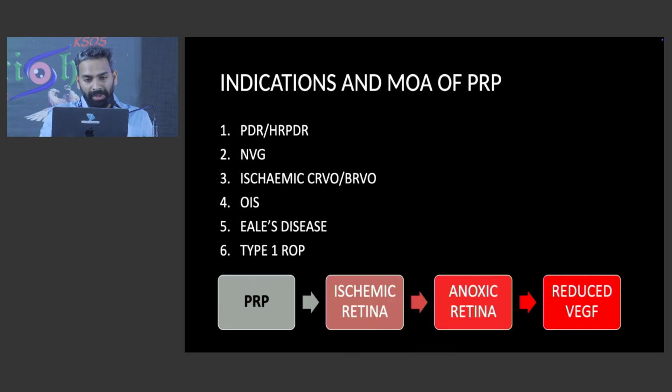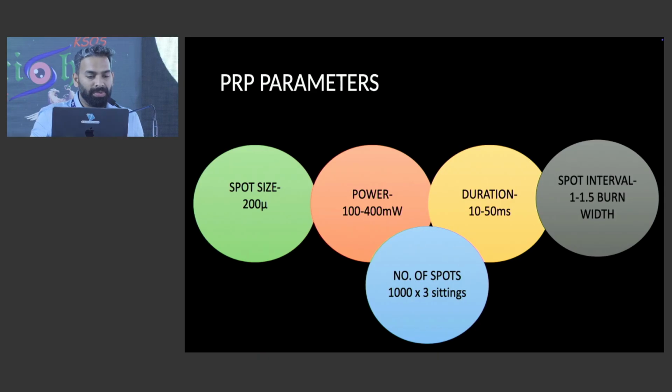I'll go directly to the PRP. Over here, you use a spot size of 200 microns, power 100 to 400 to get grade 2, grade 3 burns. Duration 10 to 50 microseconds, and spot numbers are 1,000 per sitting for 3 sittings.